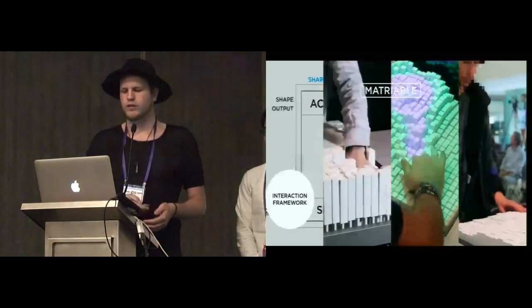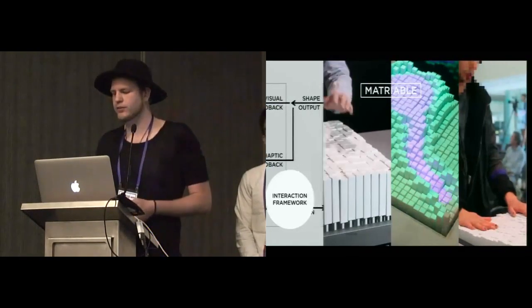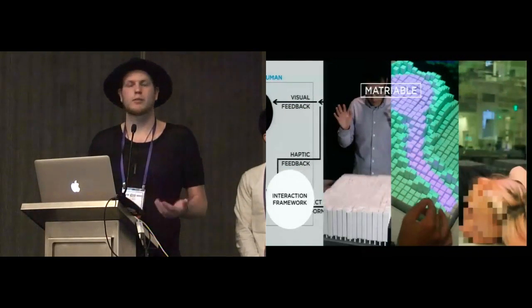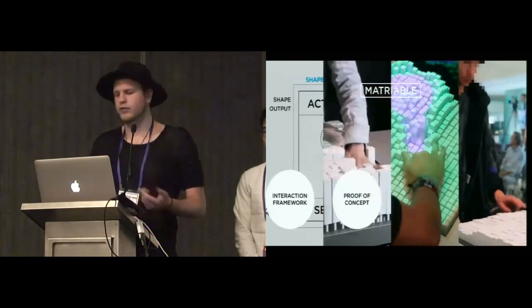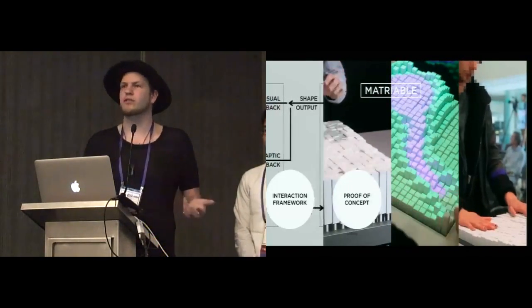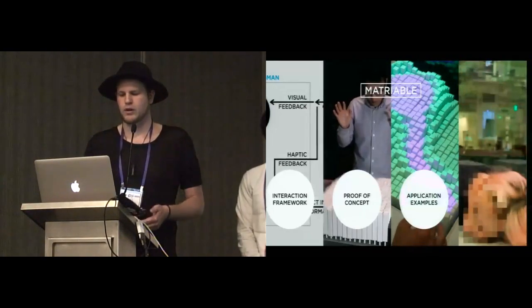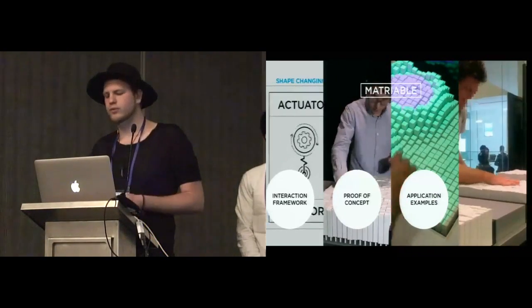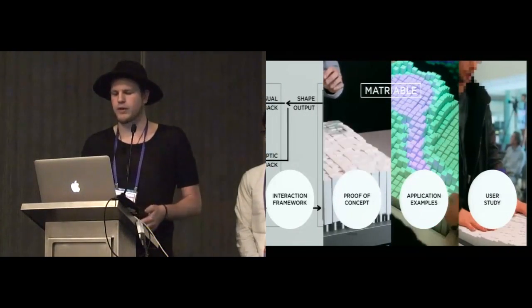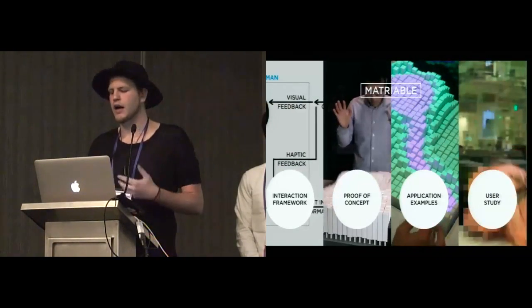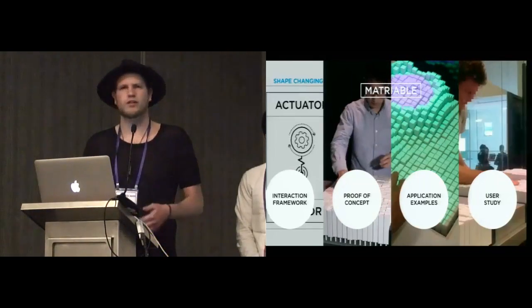So in this work, we developed a framework for shape-changing interfaces to enable and design dynamic material properties. We implemented a proof of concept that leverages the shape-changing capabilities of pin-based displays. We represented various application examples that utilize the combination of shape and material perception. And we conducted a user study to evaluate how effective our implementation is with various users.